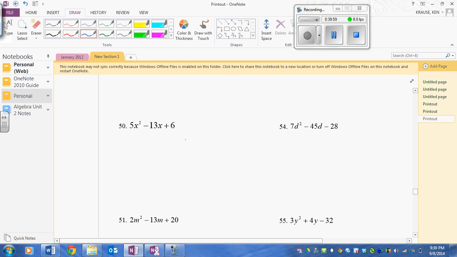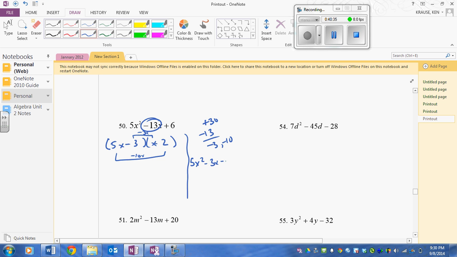This one's not quite as easy. We'll try both ways, I guess. 5x and x. Just gotta put a 2 and a 3 in. I'll put a 2 here and a 3 here. Both signs are going to be negative. And that gives me negative 10x and negative 3x, which is negative 13x. Product sum, I gotta multiply to positive 30 and add up to negative 13. That's negative 3 and negative 10. So we wrote 5x squared minus 3x minus 10x plus 6.